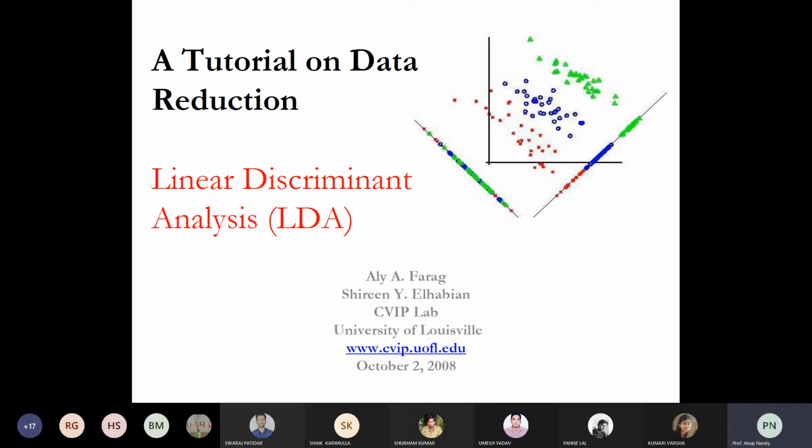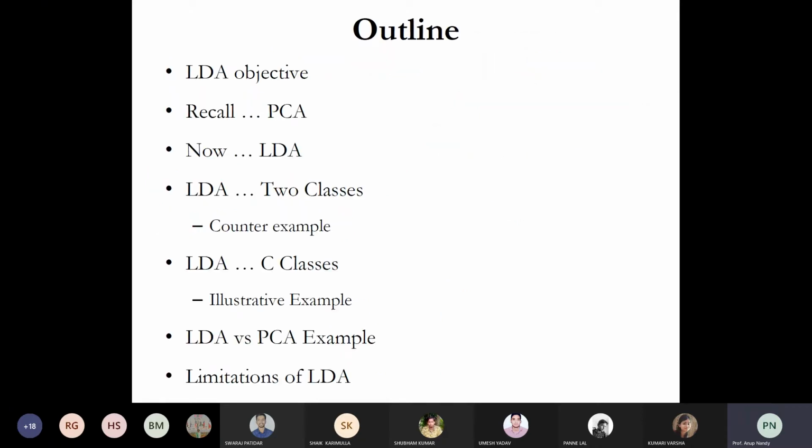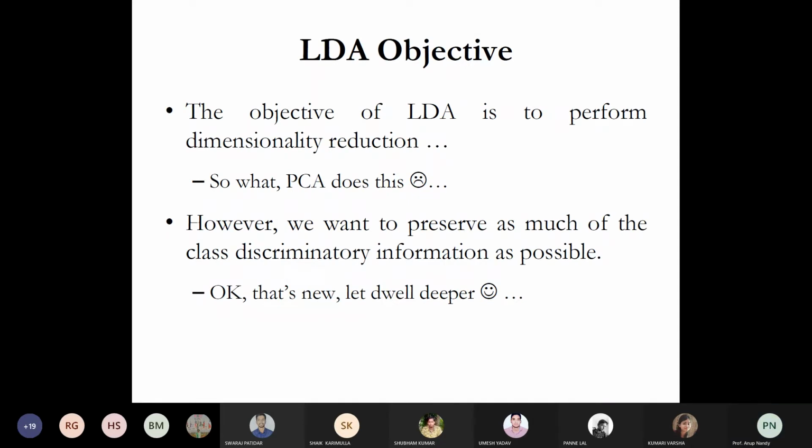So this FDR can be motivated by linear discriminant analysis. We'll see that the objective of LDA is to perform dimensionality reduction, same as we have seen for PCA. However, in PCA we did not consider class discriminatory information. But here, the important thing in LDA is that you want to preserve as much class discriminatory information as possible.